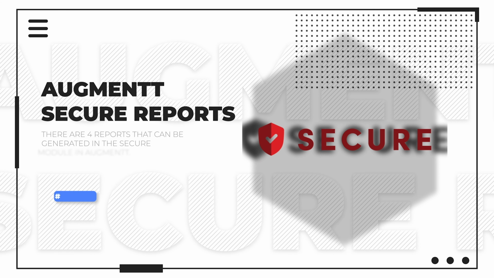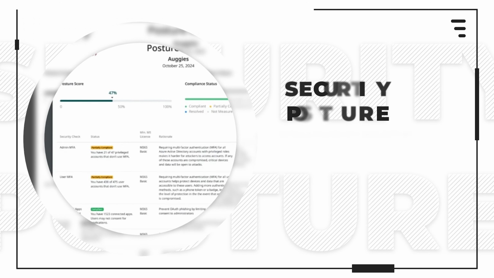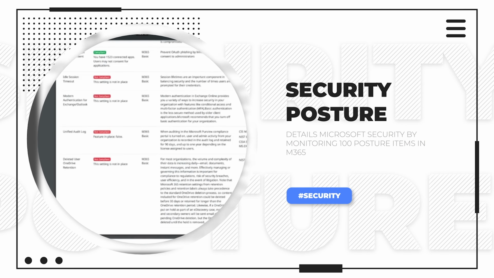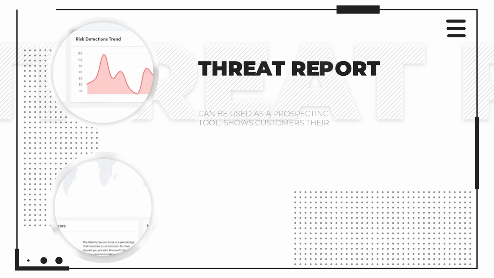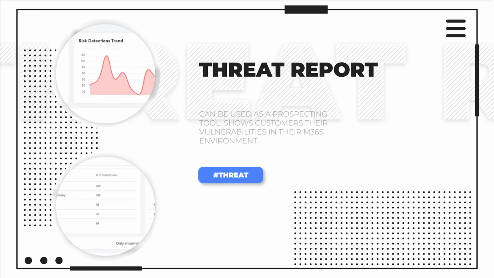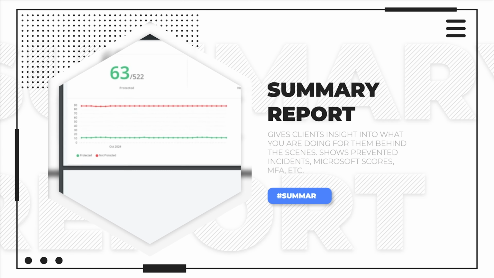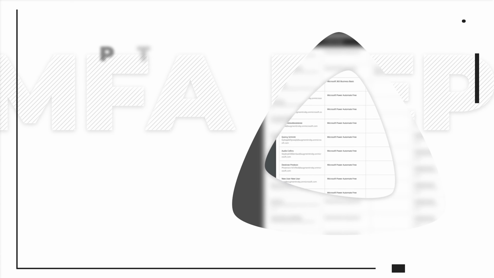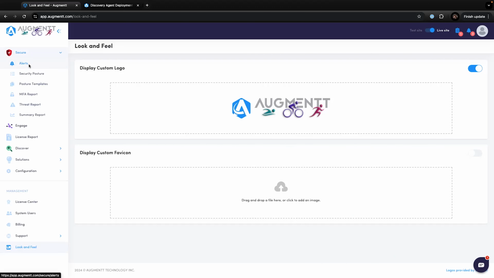There are 4 reports that can be generated within the Secure module in Augmentt. You have the Security Posture, the MFA Report, the Threat Report, and the Summary Report. In this training series, we're going to go over each report in depth, so let's get started with the MFA Report.